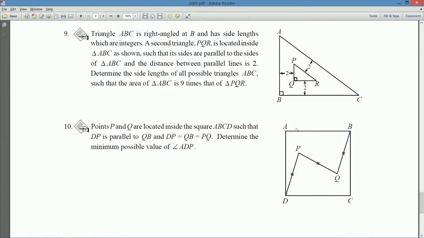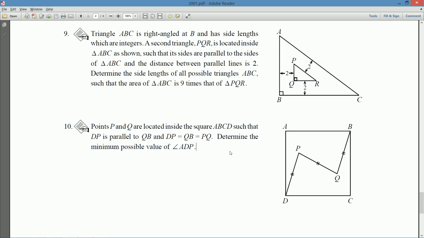Alright, so points P and Q are located inside the square ABCD, so we have our picture over here, there's P and Q, such that DP is parallel to QB, and DP is equal to QB is equal to PQ. So we have these lines there, the little hash marks through them to show that they are all the same length. Determine the minimum possible value for angle ADP.